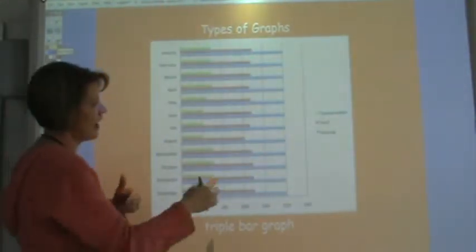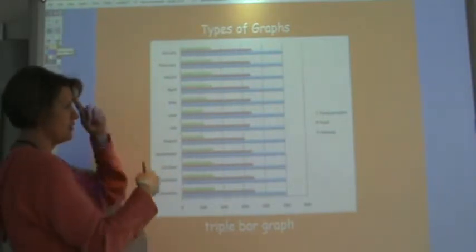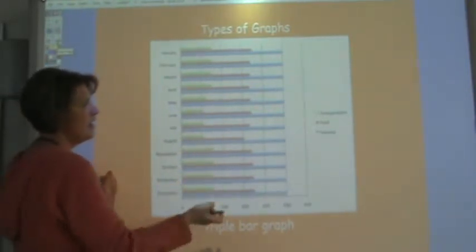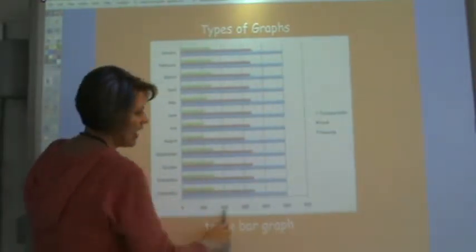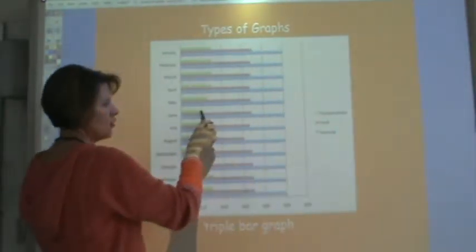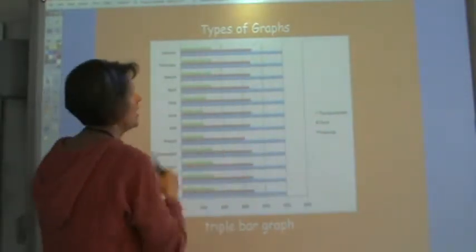This is a triple bar graph, and I also just picked one that was flipped on its side here, so you can see that it can also be drawn this way. So in this case, they were talking about the months of the year, and across the bottom they have the numbers. Transportation is color-coded in green, food in red, and then housing in blue.